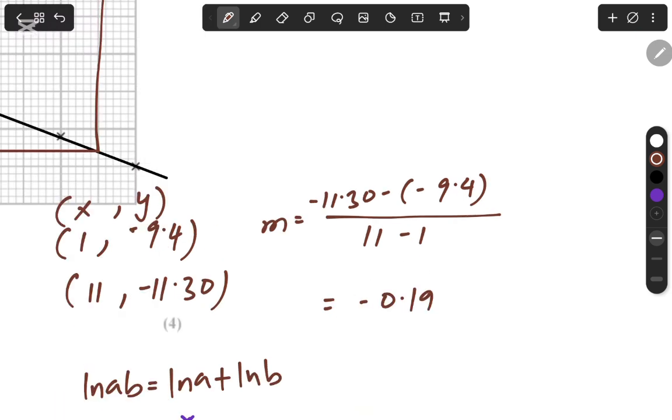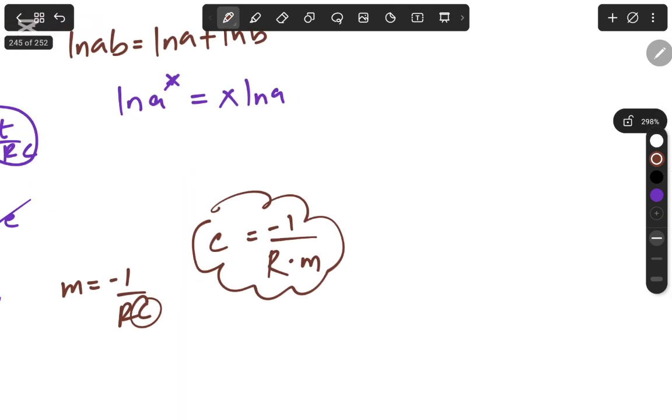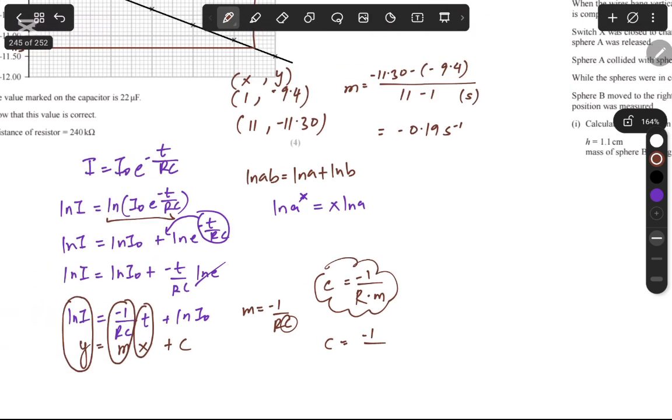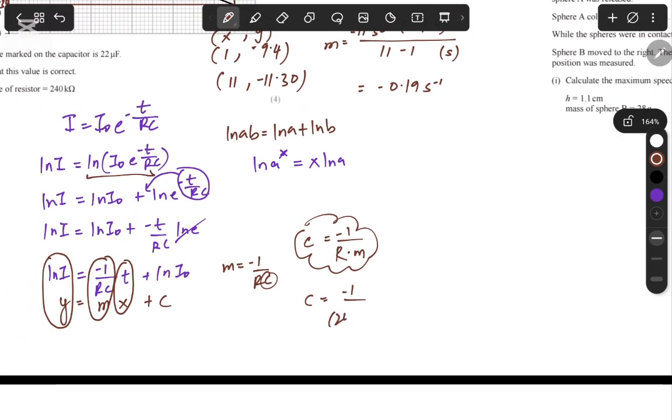And here's the value of the gradient. It's going to be minus 0.19 per second. Okay, because again the ln values have no unit, they're unitless, and time is going to be here. So it's going to be second to the power minus 1. Okay, now what we can do is we can plug the values into this formula. Minus 1 over the value of the resistance was 240 times 10 to the power of 3, and then minus 0.1.